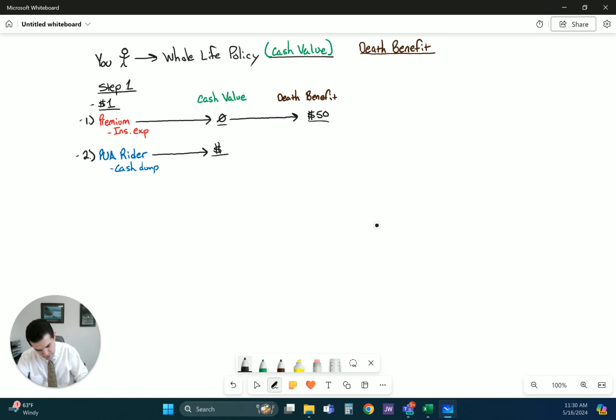You can access it. So if you said, hey, I need my money or I want my money here, can I do it? The answer is yes. It begins to earn the guaranteed interest rate that's paid by an insurance company, and you also begin to earn dividends. Make sense?